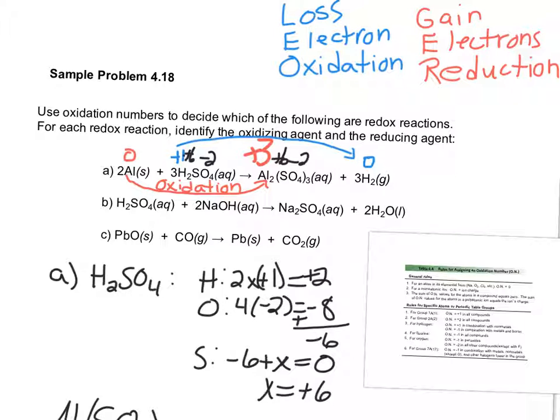This guy went from a +1 to a 0. He gained electrons, right? His oxidation number decreased. He gained electrons. That's the GER part. Gain of electrons would be a reduction. So I'm going to write that here. Reduction.